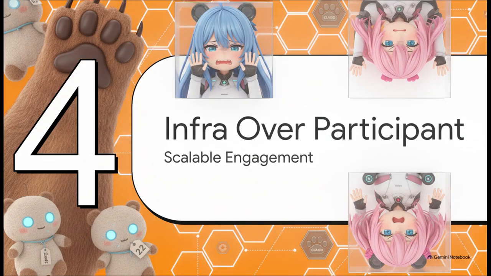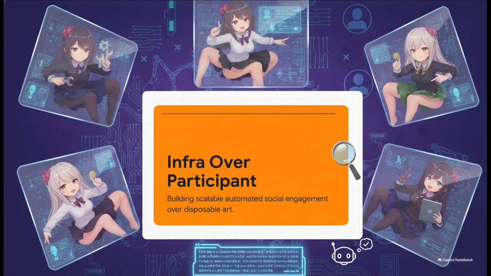All right, final section. Section 4, Infrastructure over Participant. Building lean, scalable engagement. So, why go through all this trouble to save 22 cents on an AI plushie? Well, this is a core philosophy for holders of the Clawd token. And quick aside, that rhymes with Claude, like a bear, not Claude. It's the very definition of infrastructure over participant.